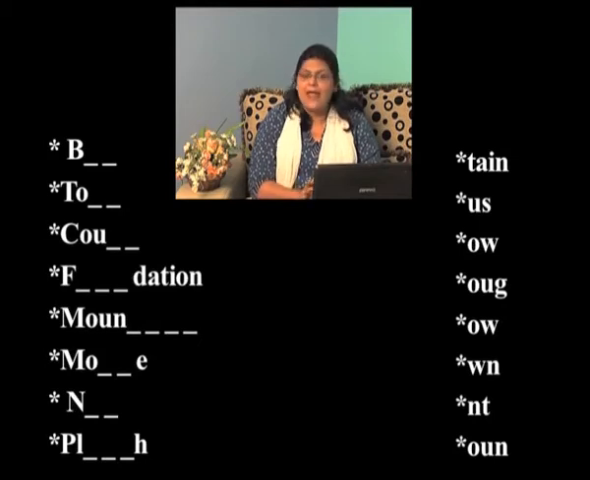Next, T-O blank blank. C-O-U blank blank. F blank blank blank. D-A-T-I-O-N. M-O-U-N and four blanks. M-O blank blank E. N blank blank. And the last one, P-L blank blank blank H. Now let's look at the solutions.